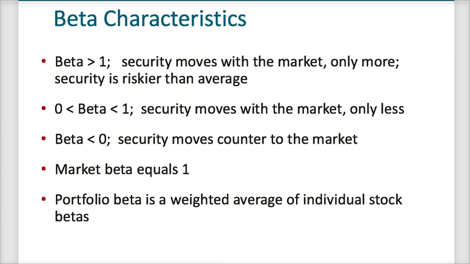So portfolio beta is a weighted average of the individual stocks' betas. And this is something that we calculated in the Excel piece of Chapter 7. When I went through the Excel, I included a weighted beta of a portfolio.